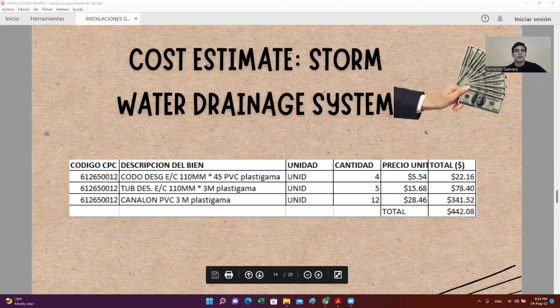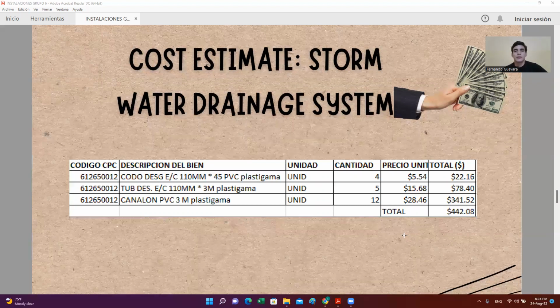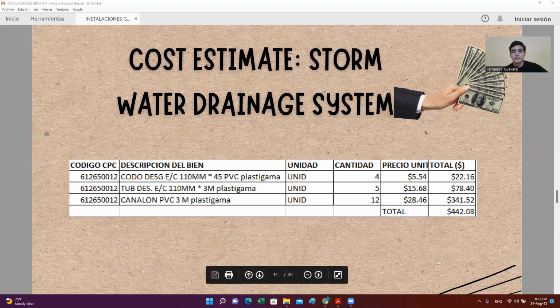The total cost of the water drainage system is $442 with 8 cents, where the most expensive were the cannelons, because we have 12 cannelons with a unit price of $28 with 46 cents.